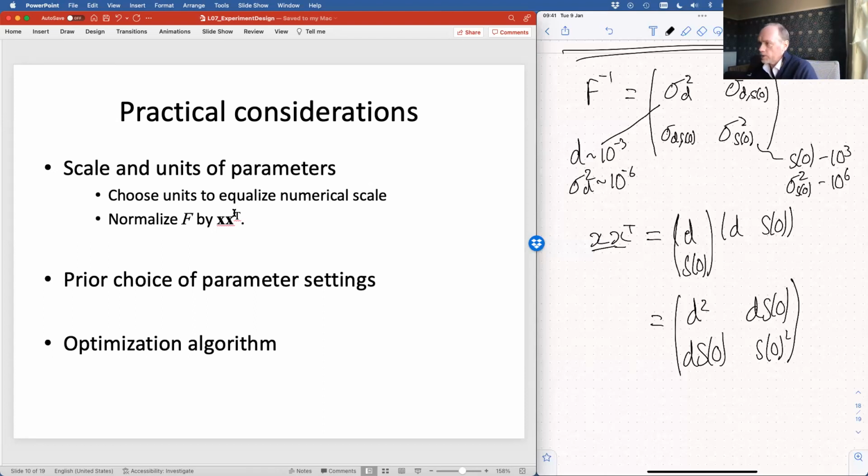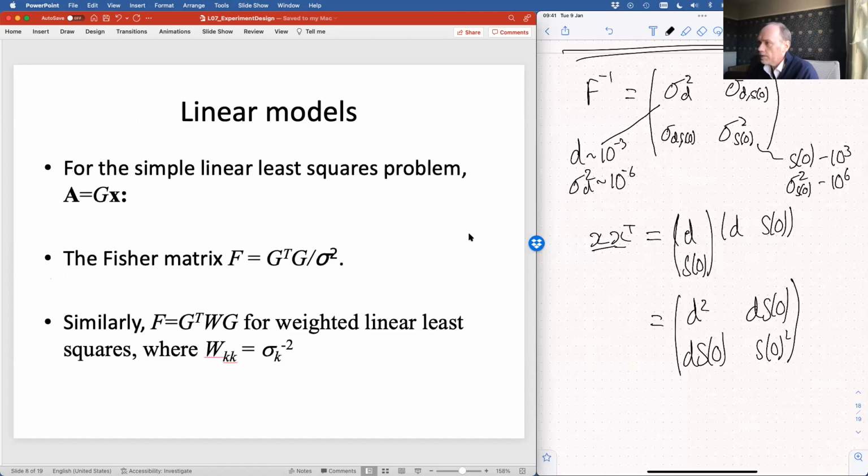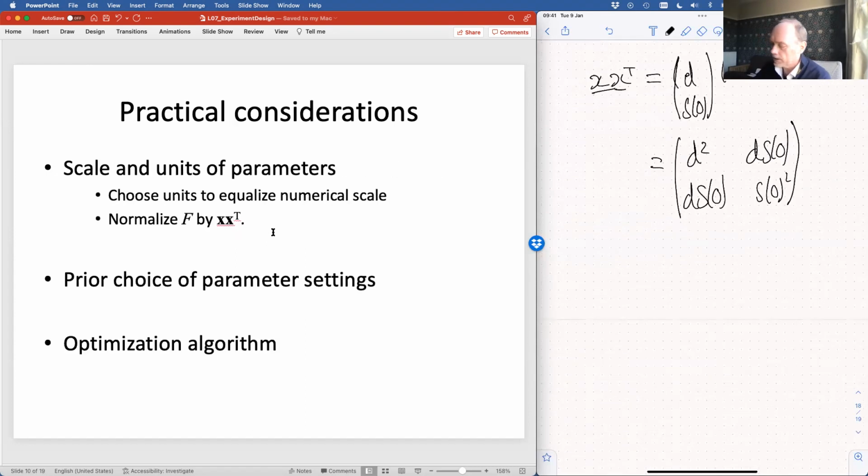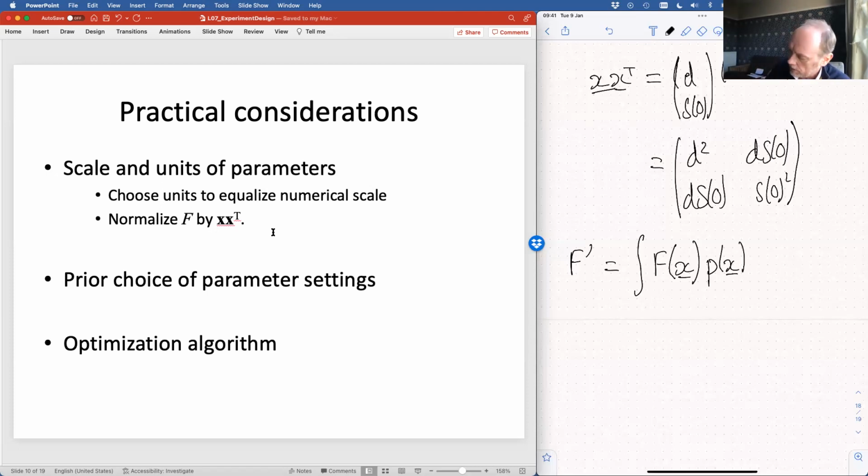Prior choice for parameter settings. I just talked about this briefly on the previous slide. For nonlinear models, of course, we have to choose values of X. We could just choose a representative set, but it's tempting to be a bit Bayesian about it and work out something like F tilde, which is the integral over all possible X's of F of X, multiplied by some occurrence probability of each combination of parameter values. That's actually not such a great idea in practice, because this would weight the average Fisher matrix very strongly by the most common combinations of parameter values that we observe. But those most common ones are not necessarily the most interesting.